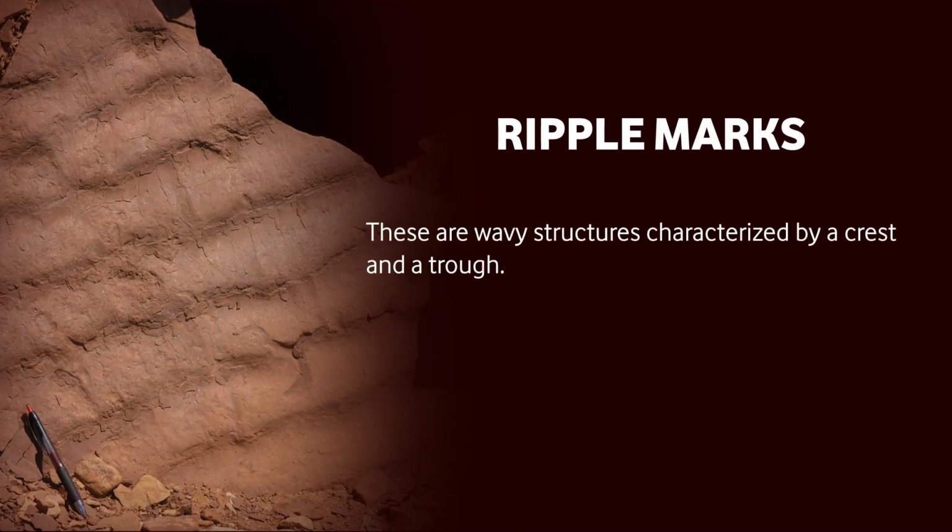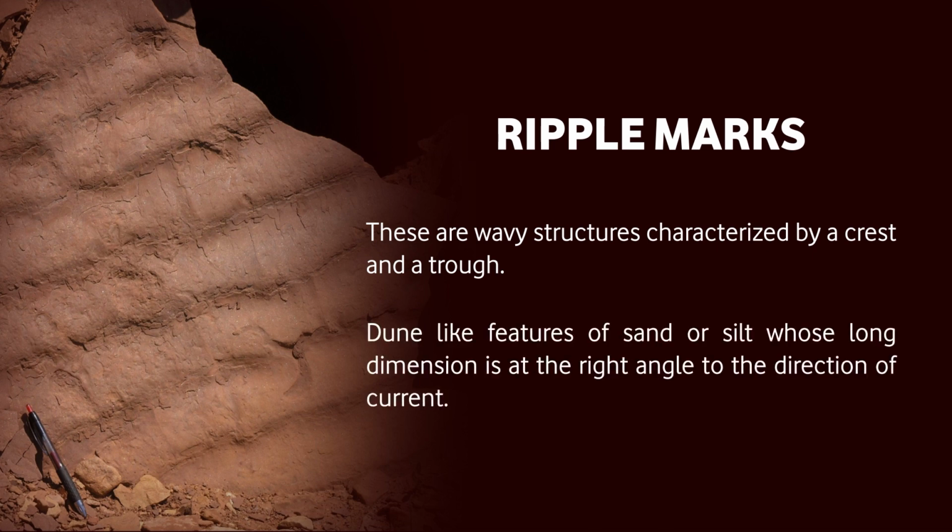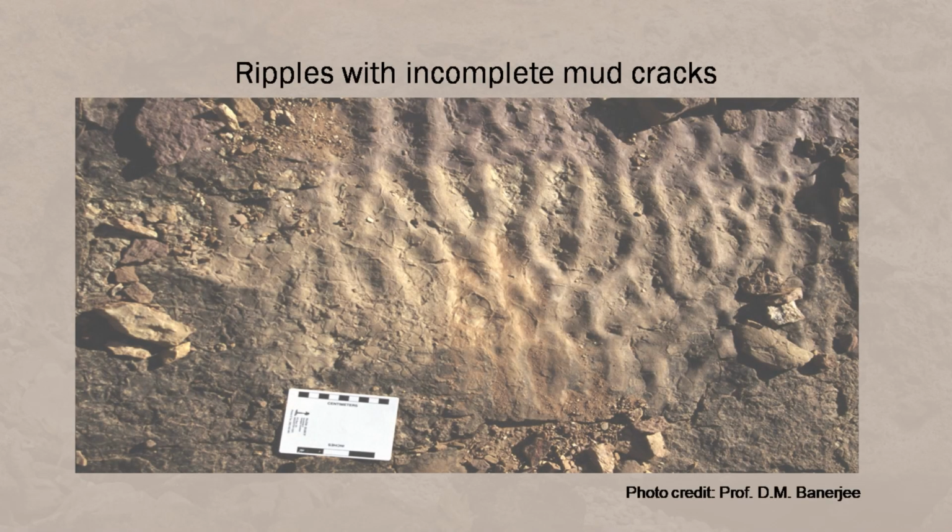These are wavy structures characterized by a crest and a trough. These are dune-like features of sand or silt whose long dimension is at right angle to the direction of current. Now the photograph here shows an incomplete ripple with incomplete mud cracks. Many times, many scientists have actually misidentified these mud cracks. They thought they are some organic structure and called them trace fossils, but they are actually incomplete mud cracks.